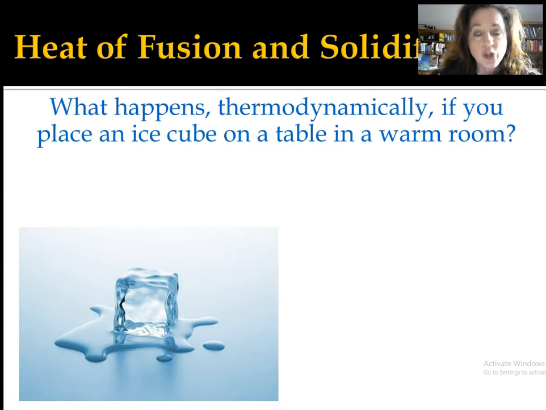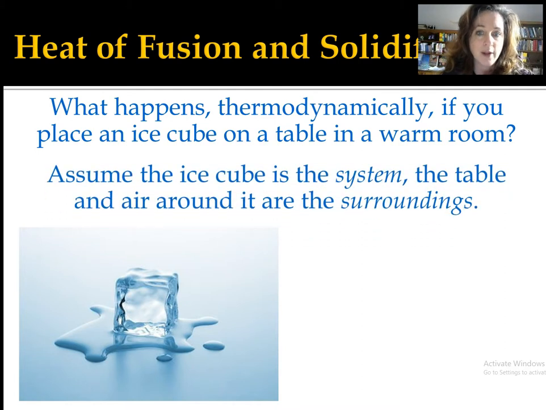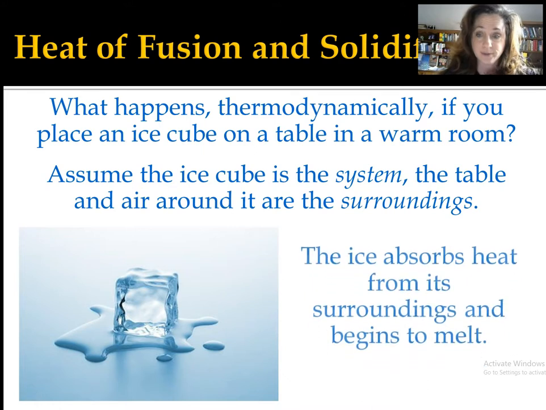So what happens? Could you explain thermodynamically what happens if you place an ice cube on a table in a warm room? How would you explain that from a thermodynamic standpoint? Before you could even explain it, you have to define a system and surroundings. Is the table the system, or is the ice cube the system? Well, for the sake of our discussion, the ice cube is going to be the system, and the table and the air around the ice cube would be the surroundings.